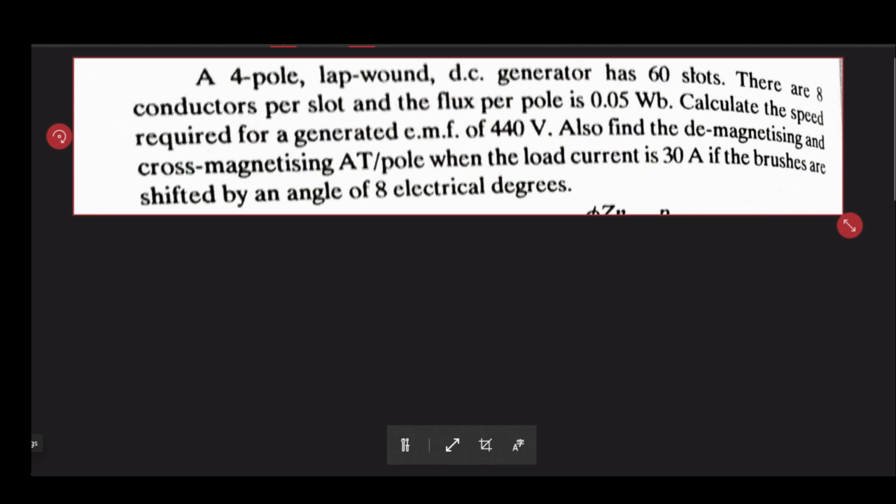A 4-pole lap-wound DC generator has 60 slots. There are 8 conductors per slot and flux per pole is 0.05 Weber. Calculate the speed required for a generated EMF of 440 volt. Also find the demagnetizing and cross magnetizing ampere turn per pole when the load current is 30 ampere if the brushes are shifted by an angle of 8 degree. Okay, fine.